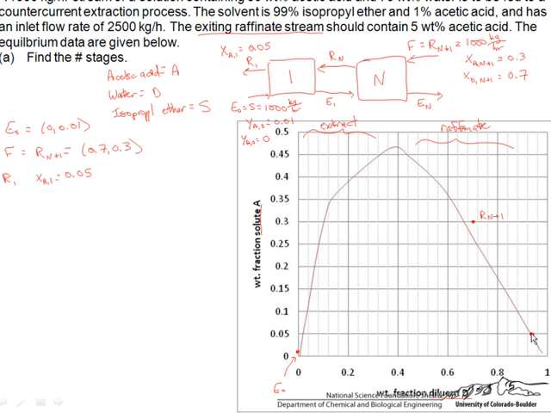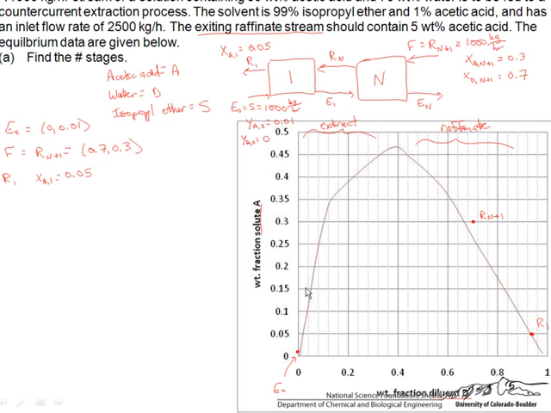It will be on this side because the raffinate will have a large amount of diluent in it. So this is R1. And let's also note that E naught and Rn plus 1 do not have to be on the equilibrium curve because they're not necessarily saturated. They can be any type of stream. Only streams that come out of a stage have to be on the equilibrium saturated curve.